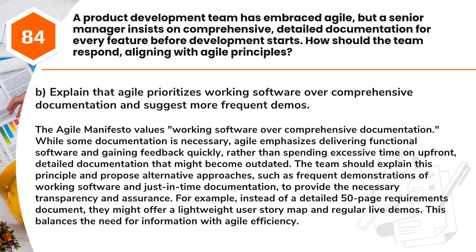Answer: B. Explain that Agile prioritizes working software over comprehensive documentation and suggest more frequent demos. The Agile Manifesto values working software over comprehensive documentation. While some documentation is necessary, Agile emphasizes delivering functional software and gaining feedback quickly, rather than spending excessive time on upfront, detailed documentation that might become outdated.